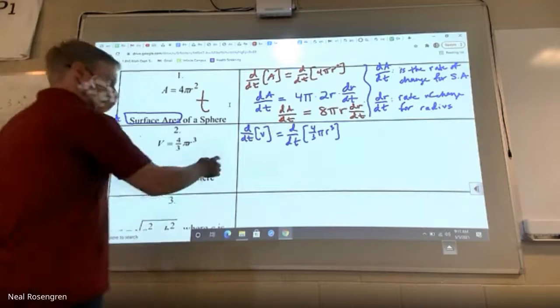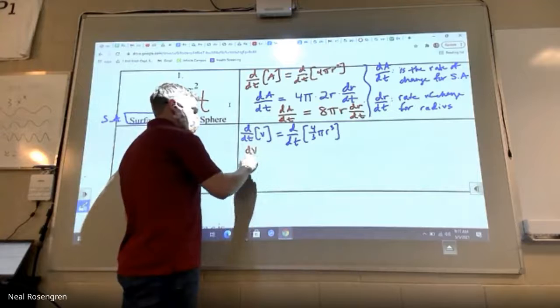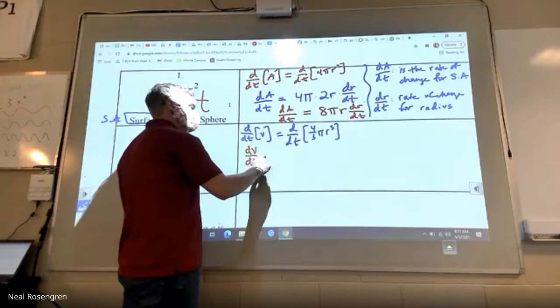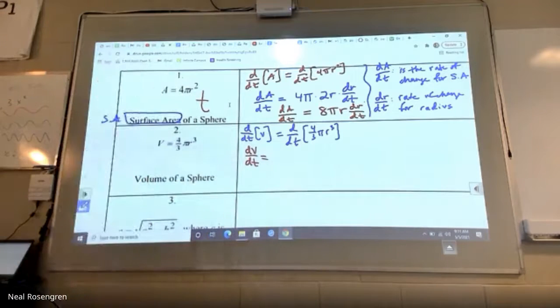dV/dt, the derivative of volume with respect to time, the rate of change for the volume. How fast is the volume changing? Cubic centimeters, cubic yards, whatever, depending on what we're looking at. Cubic kilometers. Sure, let's get crazy, right? Why not? You could talk about the volume of the Earth.